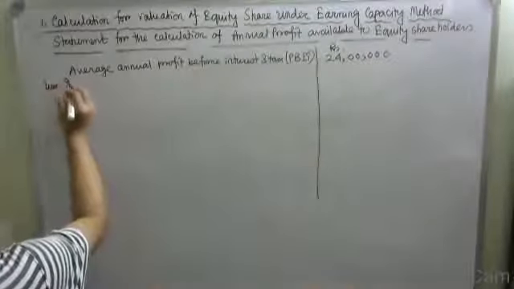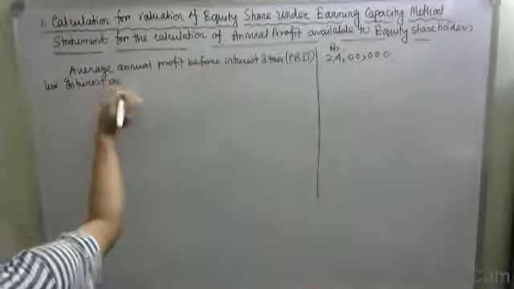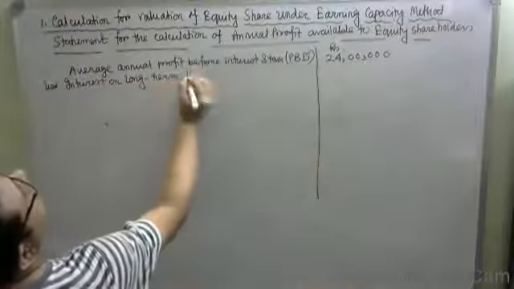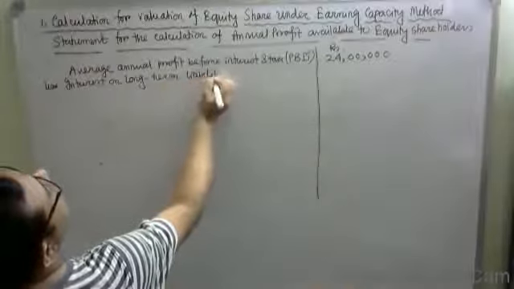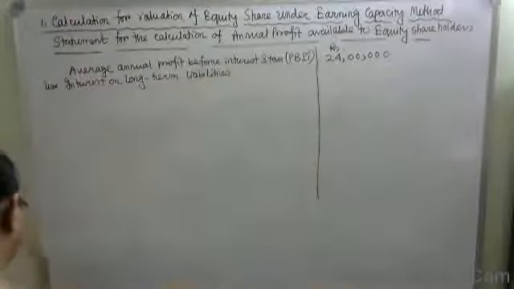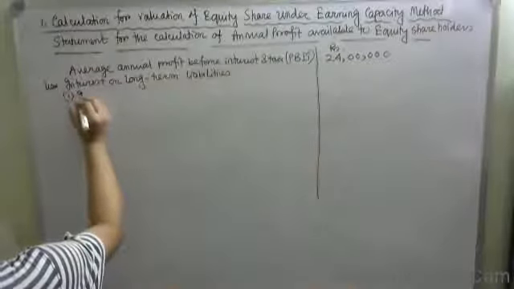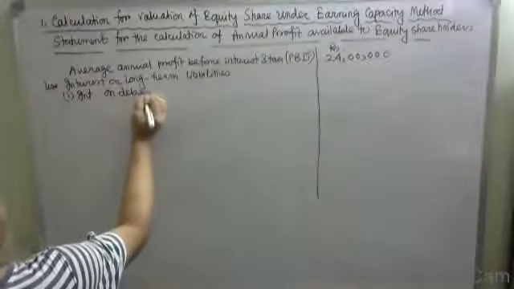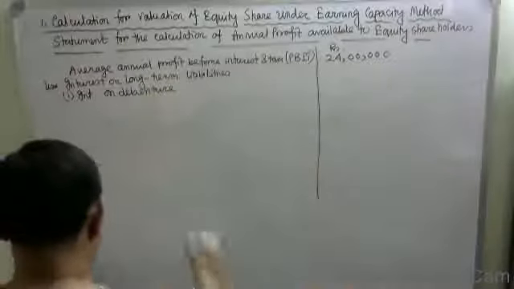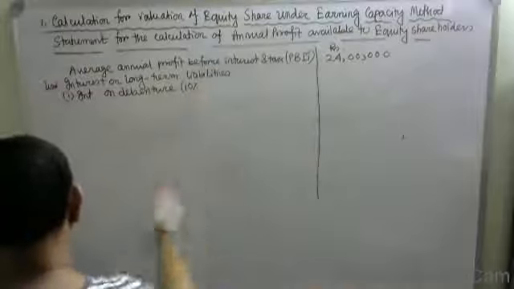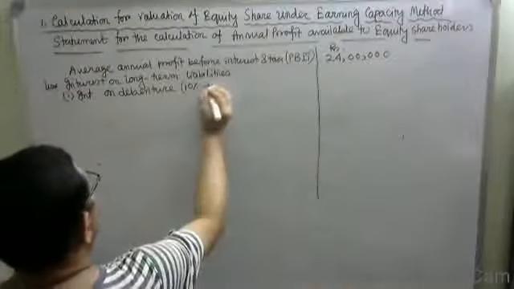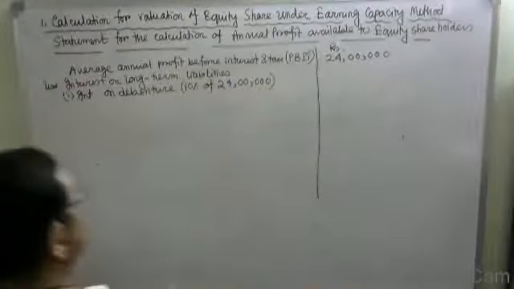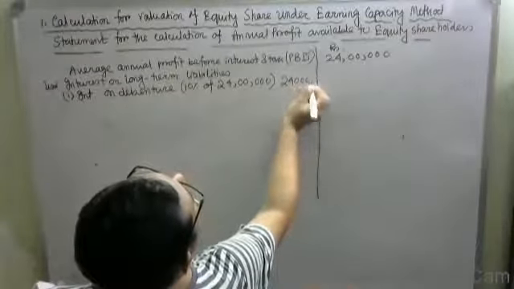Less interest on long term liabilities. Number 1, interest on debenture, which is 10% of 24 lakh, is 2 lakh 40,000.